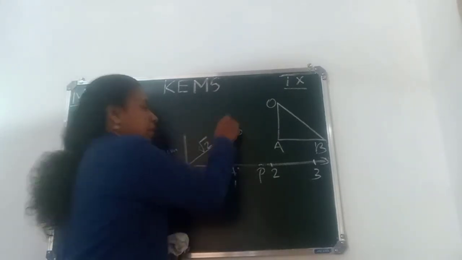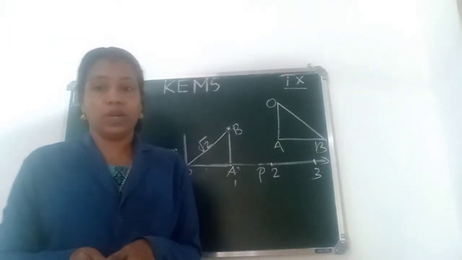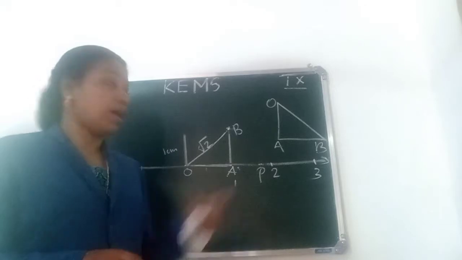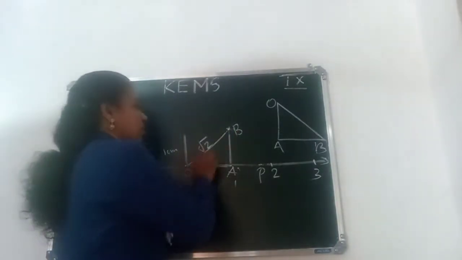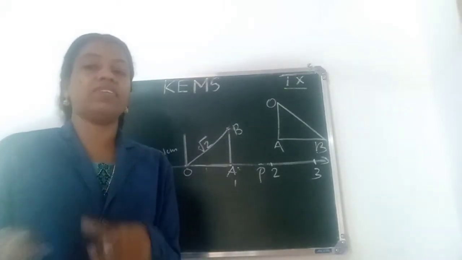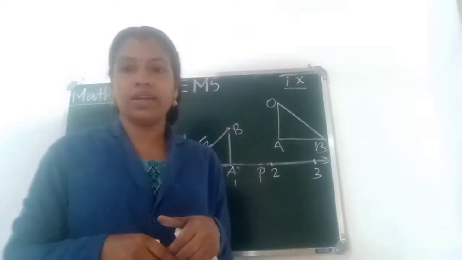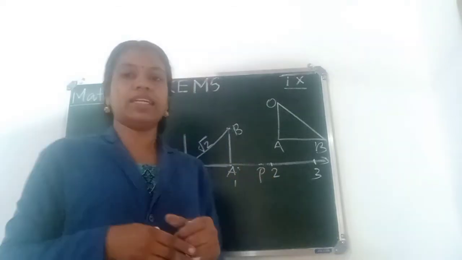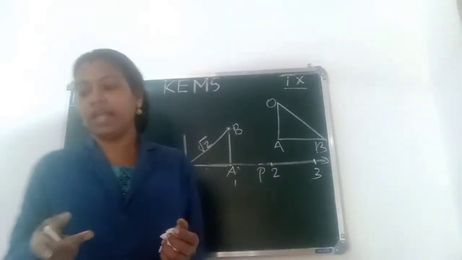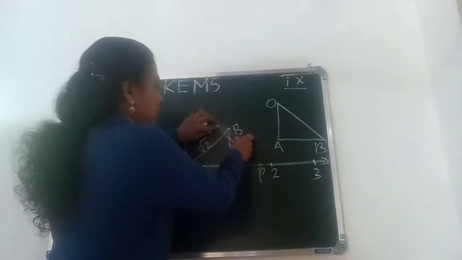From the point B, draw a perpendicular having 1 centimeter length. Draw a perpendicular BD of length 1 centimeter. From B, draw a perpendicular means what? A 90 degree angle. That is perpendicular. So, from B, draw a perpendicular line having 1 centimeter length.